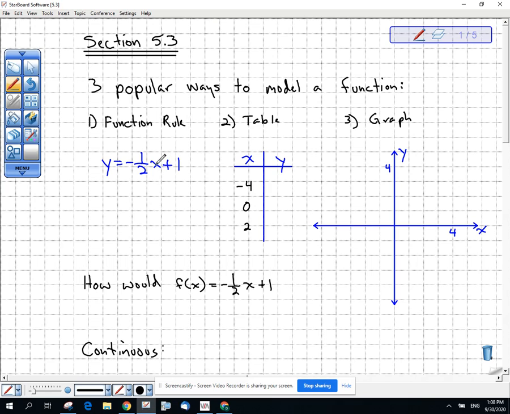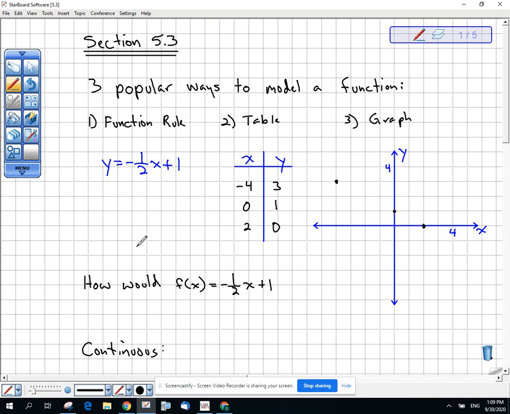When I plug -4 in here, -4 times -1/2 would be +2, plus 1 would be 3. When I plug 0 in, I really like to plug 0 in. It's a nice way to get an easy point because it makes this whole thing 0, and then you're left with just that plus 1 there, so 0, 1. And then let's plug in 2. I just picked these x values, -4, 0, and 2, at random. Anyway, 2 times -1/2 would be -1 plus 1 would be 0. So there's 3 points that we can plot: (-4, 3), (0, 1), and (2, 0).